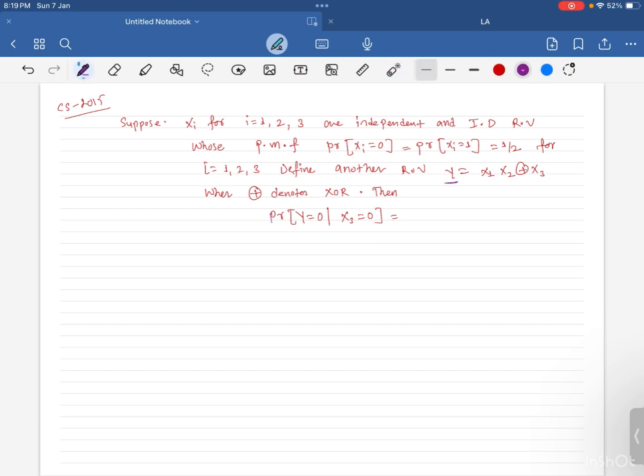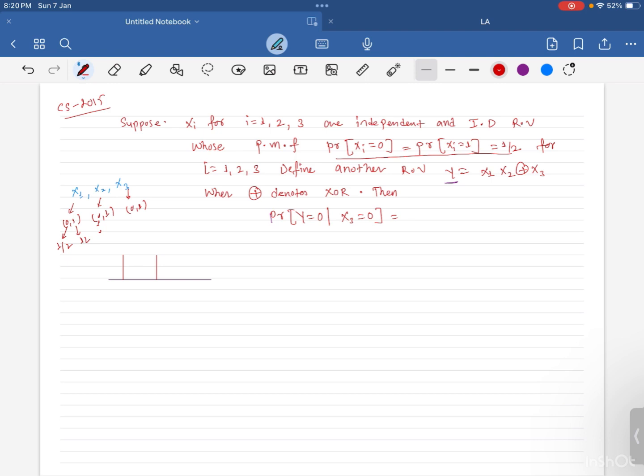So let me give you this PMF diagram. How many random variables do you have? You have 3 random variables, that is x1, x2 and x3. All these are independent, and x1 takes 0 and 1, also x2 takes 0 and 1, and x3 also takes 0 and 1. All the probabilities are 1 by 2, so you can say that every probability is 1 by 2.